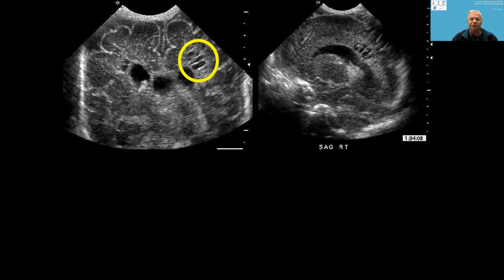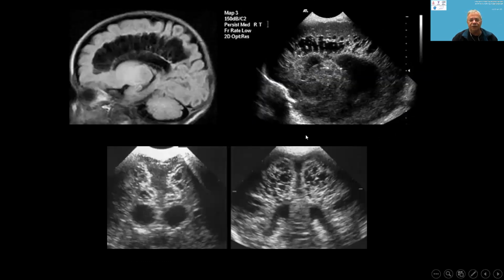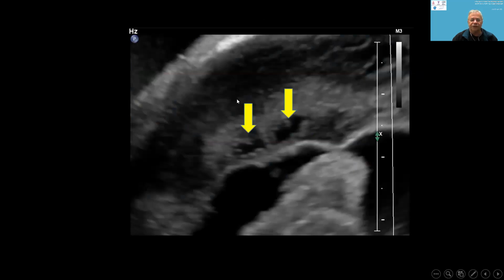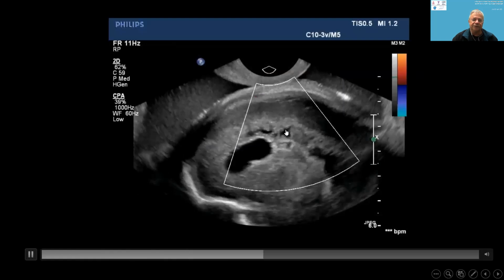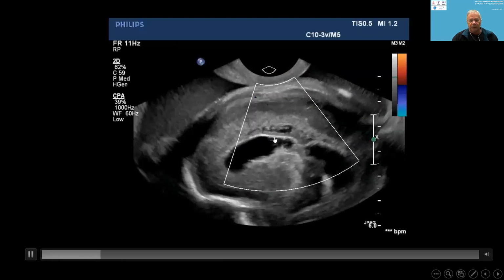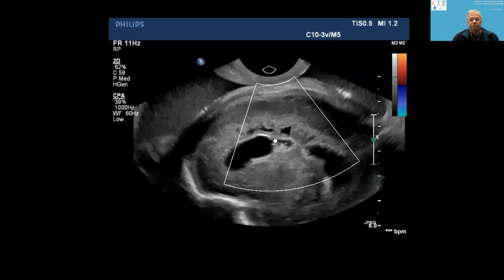Some examples of these cysts: sagittal and coronal views. Another one in the neonate, and the histology of these cysts. This is an ultrasound in utero; this is the ventricle, in the 3rd trimester. Okay, this is the first group.